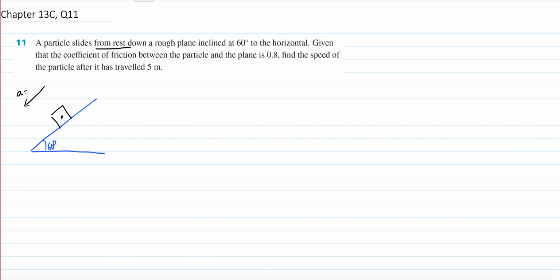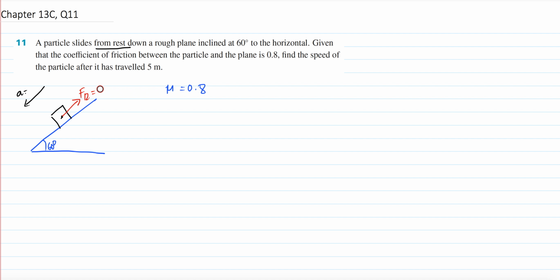Let's keep reading the question. Given that the coefficient of friction between the particle and the plane is 0.8, we call coefficient of friction mu, and that is 0.8. Where would friction have to be? If your object is sliding down the plane, friction always opposes the motion. So if it's sliding down, friction would have to be going up, the other way.